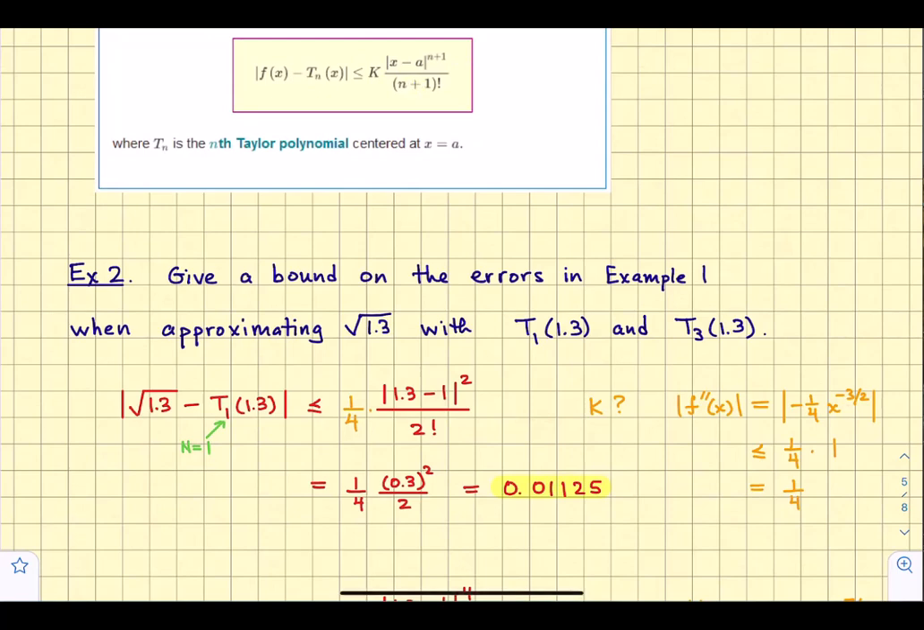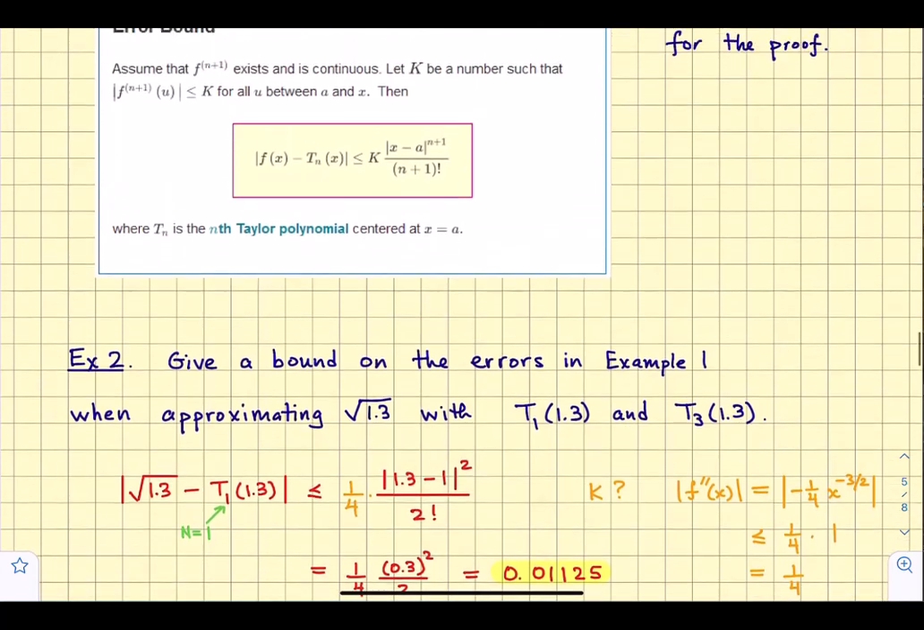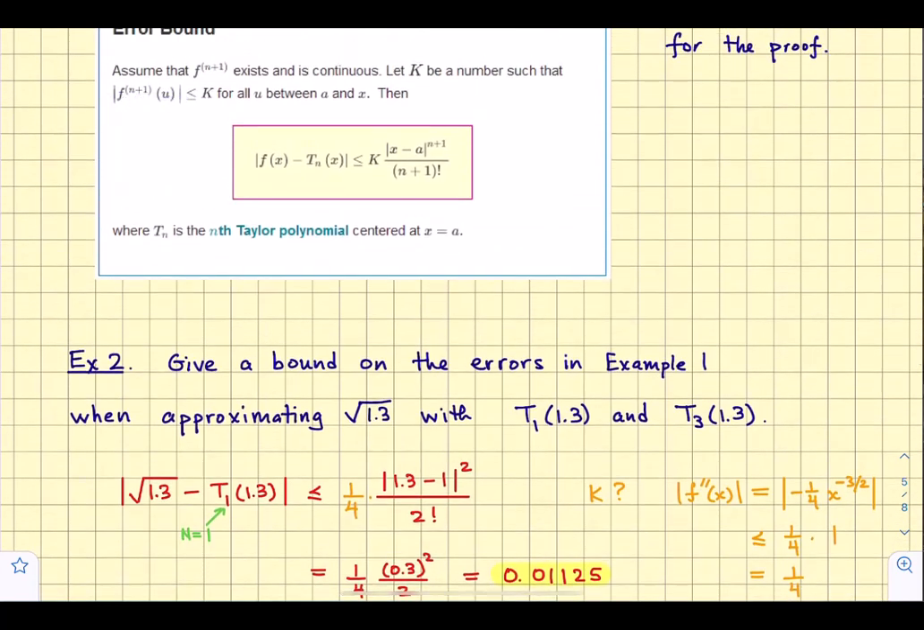Remember, these should always match, and they should be 1 higher than the degree of your polynomial. And so how do we find this k? Well, remember, the k is a bound on the absolute value of the n plus first derivative of f on the interval between the place where you built your approximation and the place where you're using your approximation.